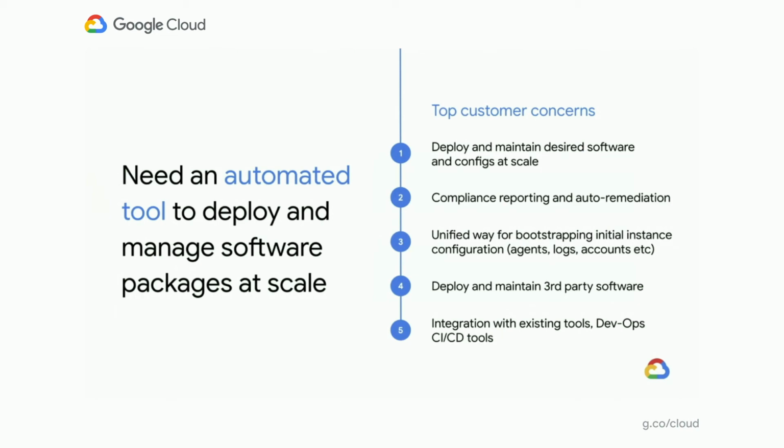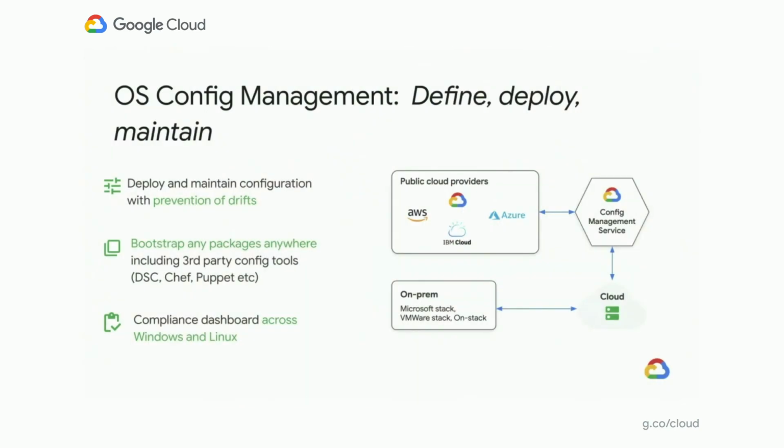So how are we going to address this? OS configuration management is a Google Cloud native service to define, deploy, and maintain consistent configuration. The configuration here means the desired state and software of your VM instance. So you can bootstrap any package anywhere and integrate it with your current config tools such as Chef and Puppet. Currently it supports VMs in the GCP environment, and we are going to extend it to other public clouds and on-premises environments in a future release.